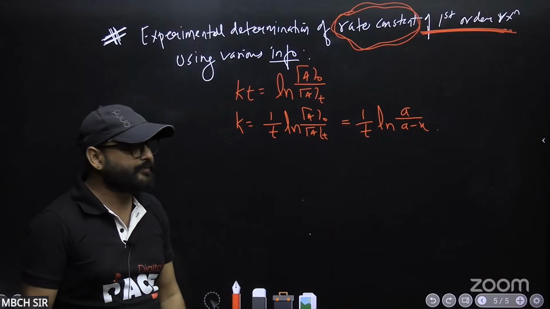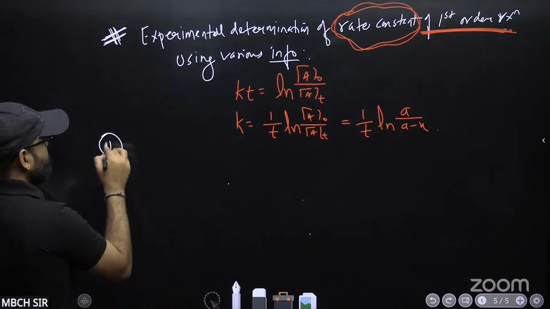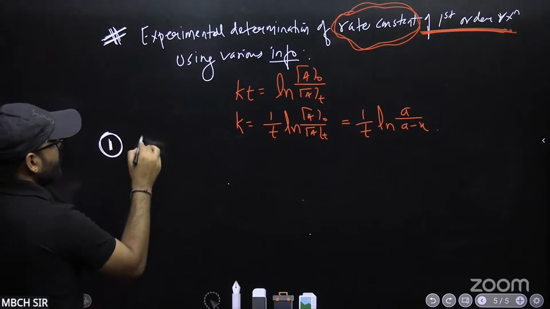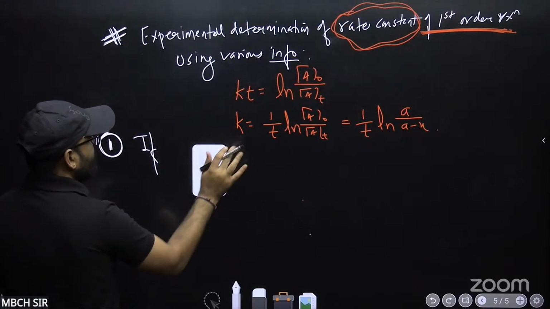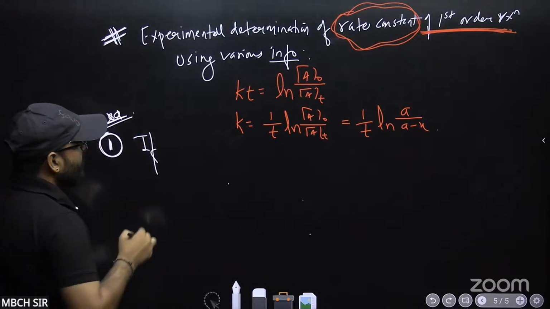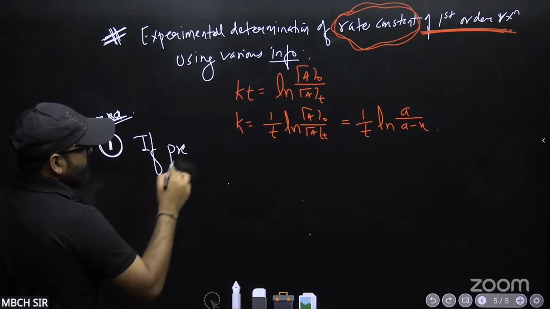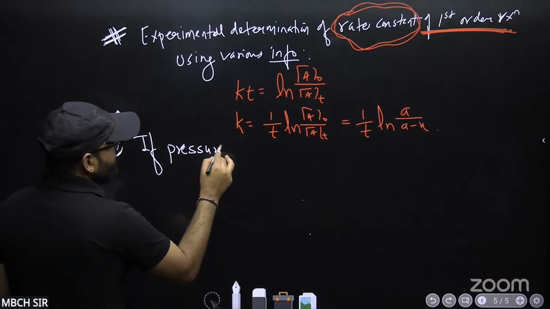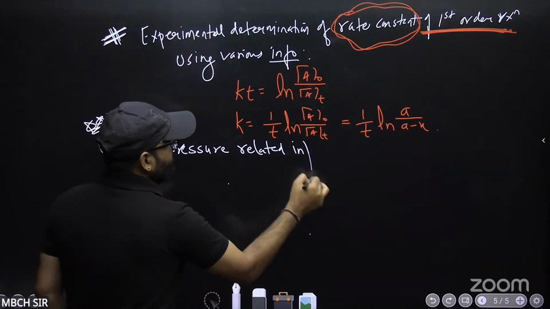Say, the first type of question we are doing is when pressure related information is given. This part is very important from the JEE point of view, and for your board exam as well. If pressure related information is given.